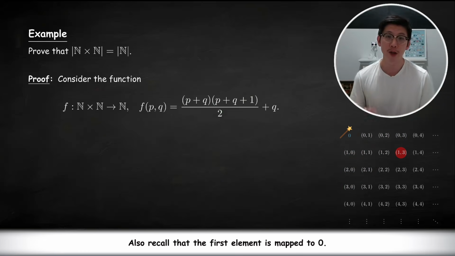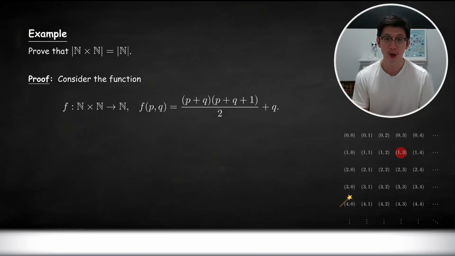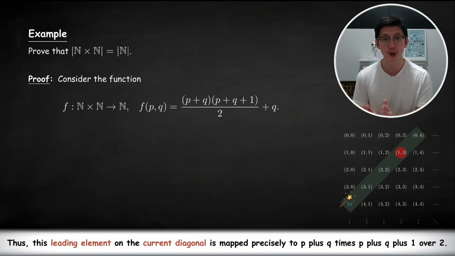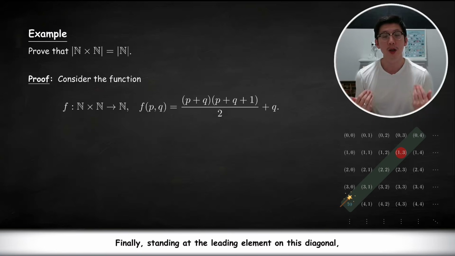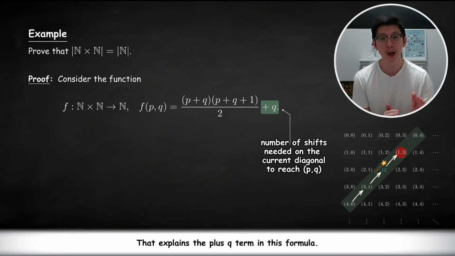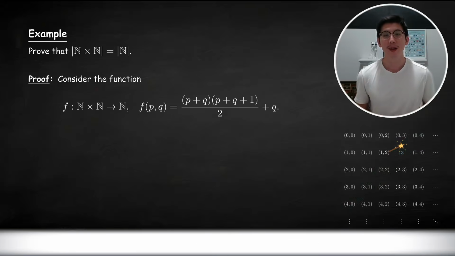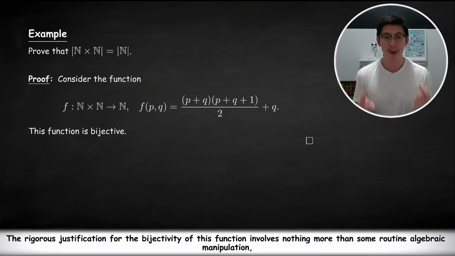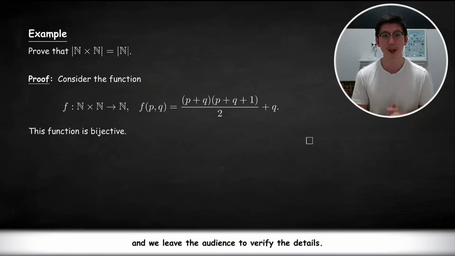Also recall that the first element is mapped to 0. Thus, this leading element on the current diagonal is mapped precisely to (p + q)(p + q + 1)/2. Finally, standing at the leading element on this diagonal, in order to reach (p, q), we have to shift precisely q steps. That explains the plus q term in this formula. The rigorous justification for the bijectivity of this function involves nothing more than some routine algebraic manipulation, and we leave the audience to verify the details.